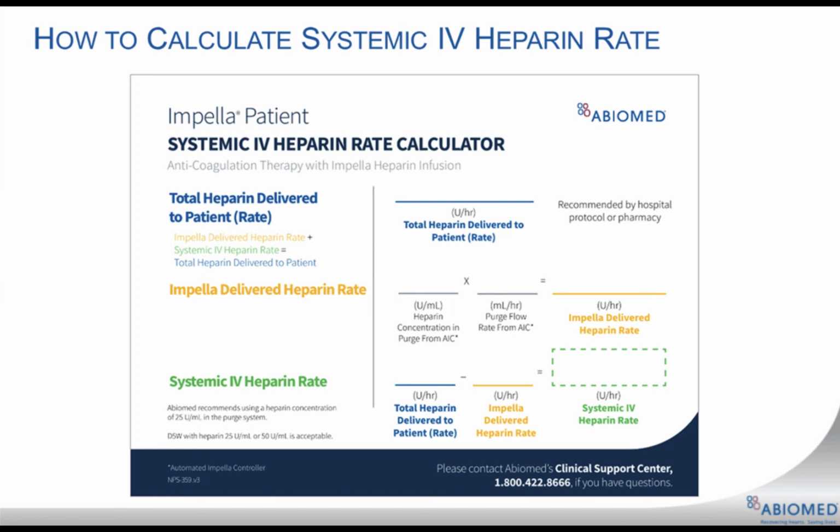To help with determining the amount of systemic heparin that is required to achieve the ordered heparin dose, this tool was developed. To determine the Impella-delivered heparin, multiply the heparin concentration dose by the purge infusion rate. This can also be found already calculated on the infusion history screen. This is then subtracted from the ordered IV heparin dose received from the physician. The difference is the amount of heparin that should be delivered systemically.